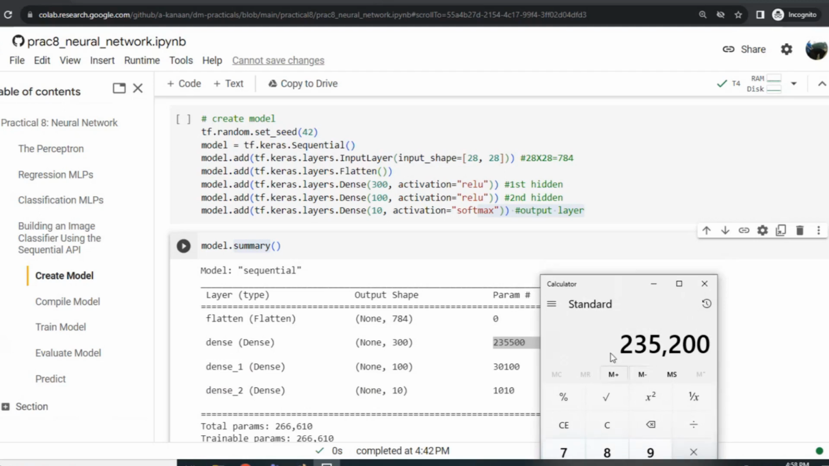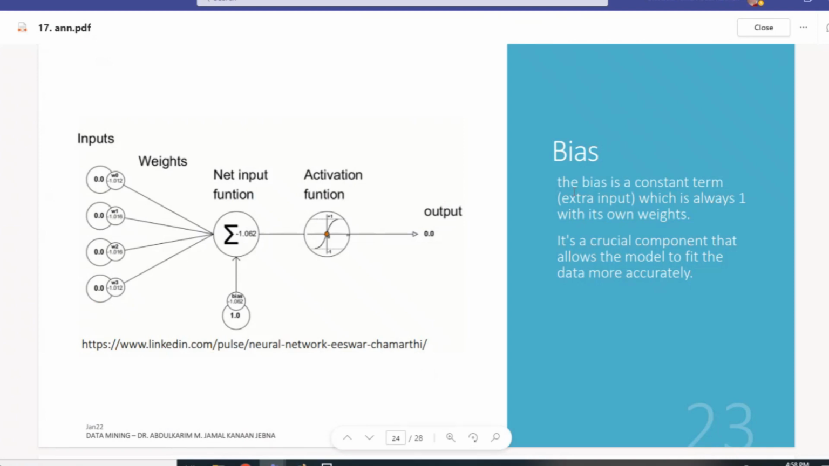Any idea where we can get the 300 values from? You remember we had bias. I didn't calculate bias. What is bias? Again, refer back to your slide. Bias is extra input, correct? Like this case, we got extra input.